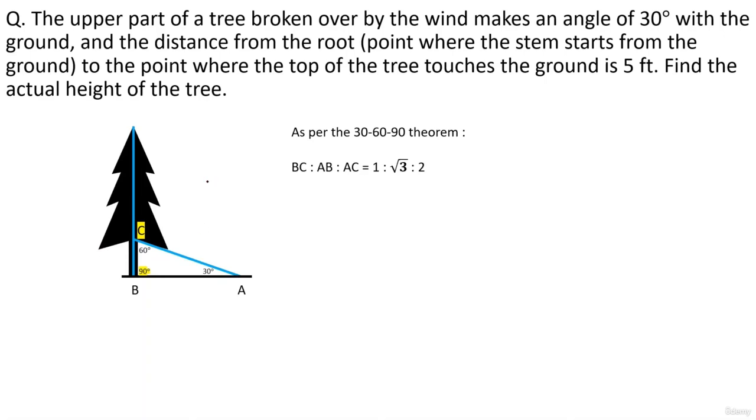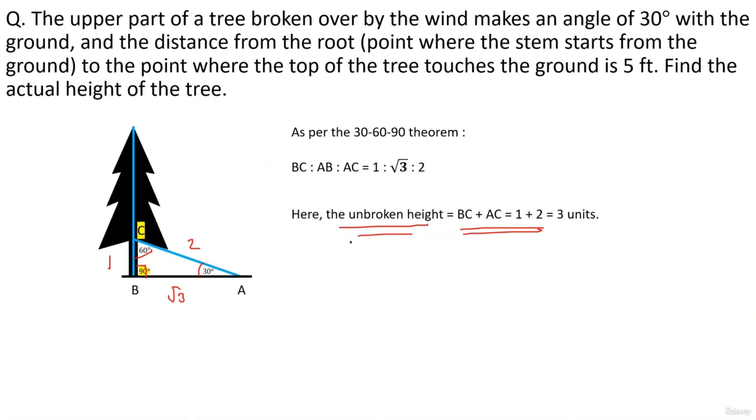We know that as per the 30, 60, 90 theorem, this triangle behaves like one. This is 90, 60, 30. So as per the 30, 60, 90 theorem, guys, the ratio of sides is 1 is to root 3 is to 2, right? So if I take this side as 1, this becomes root 3 and this becomes 2 units, right? Now, guys, the unbroken height of the tree. What will the unbroken height of the tree be? What was its height before it broke? It is the BC stem part and the AC which has broken, right? So initially the unbroken height of the tree is BC plus AC, right? Which is 1 plus 2, 3 units, guys.